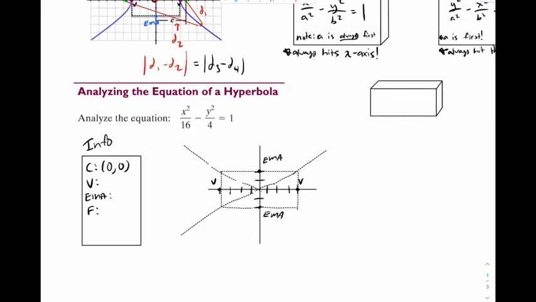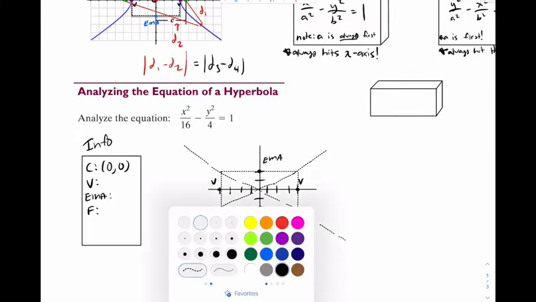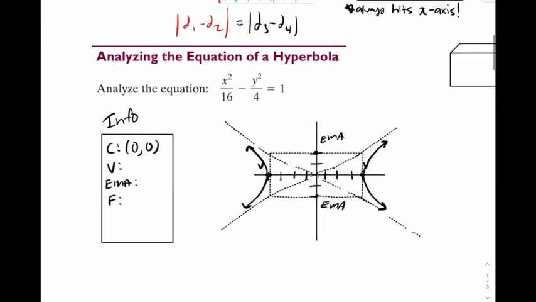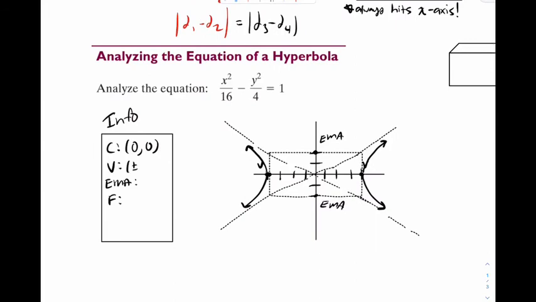I drew it not perfectly, so it's a little hard to make this really nice, but there's our basic idea. And then once we have that done, now I can just use my vertex points and go towards the asymptote. And right there is my hyperbola. So notice already I can fill quite a few things in. The vertex points are plus or minus 4, 0. The EMA is 0, plus or minus 2.